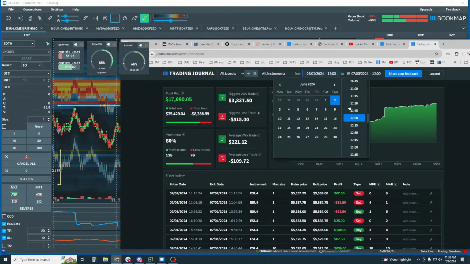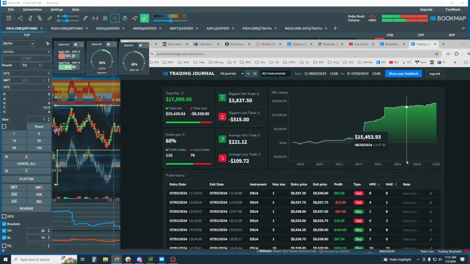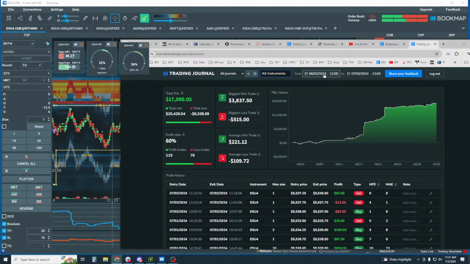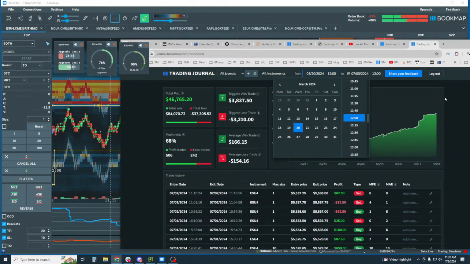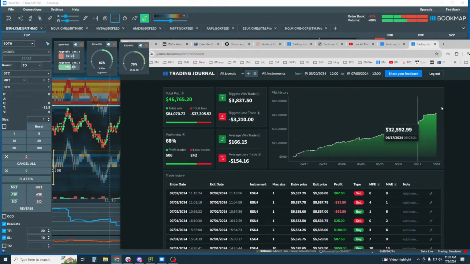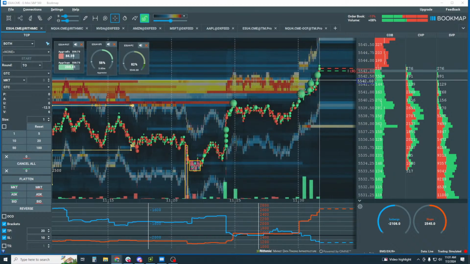Okay, you can filter it here by time and date, also by instruments. If you want to look at just the NQ or something else, or we can look at all of them. It always shows a month of data in here, but you can go back to when you started the web journal, which I think I started on the 21st, and it gives you your running P&L over time, right? So yeah, great product. It's all free, it's all included, and we continue to add more to it.